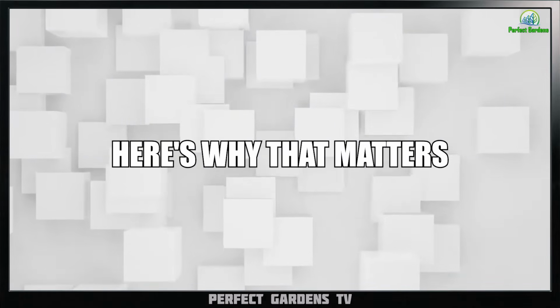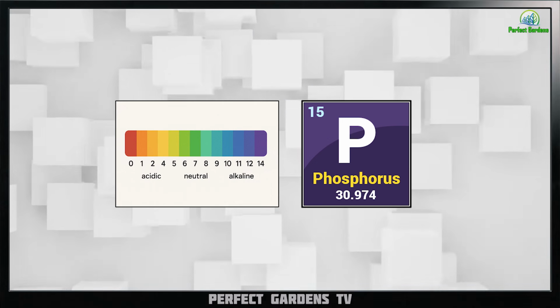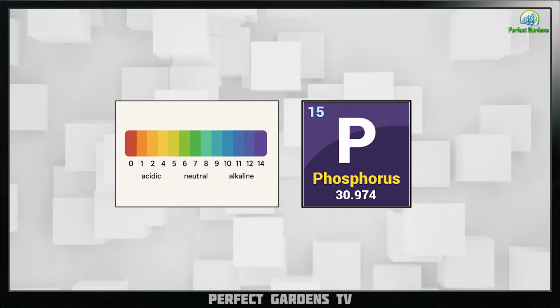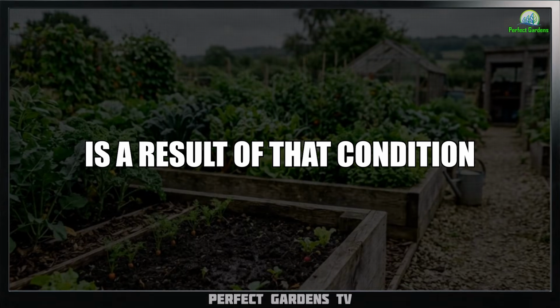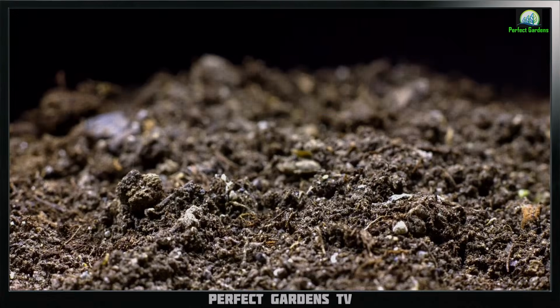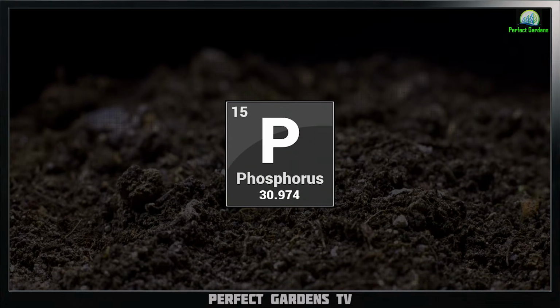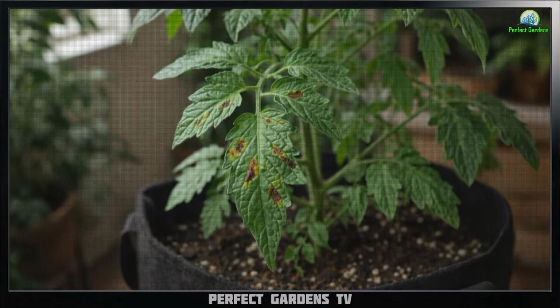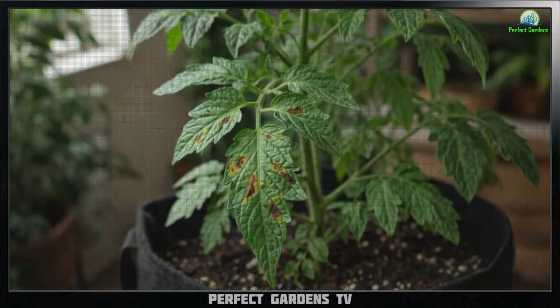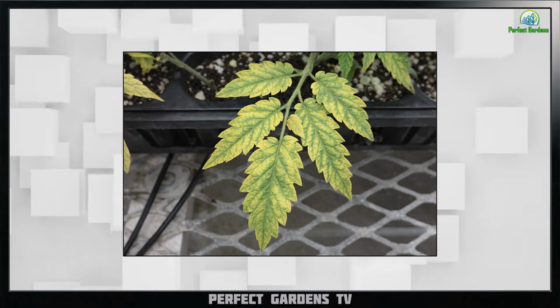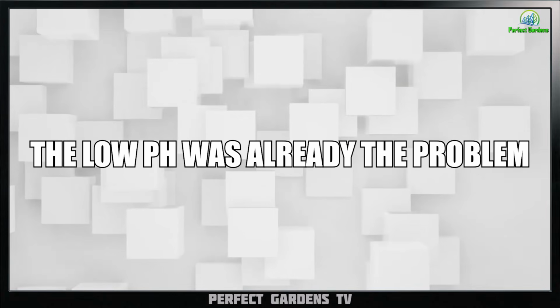Here's why that matters. pH and phosphorus are closely connected, but the relationship has a direction. pH is a condition in your root zone. Phosphorus availability is a result of that condition. When pH drops too low, phosphorus gets locked out. The plant can't access it even if there's plenty sitting right there in the soil. So you end up with phosphorus deficiency symptoms. But the deficiency isn't the cause of the low pH. The low pH was already the problem.